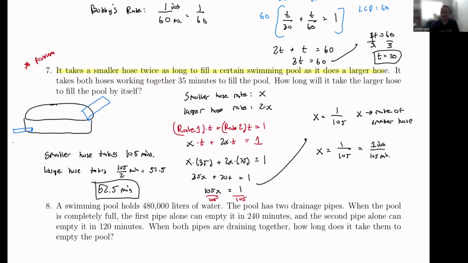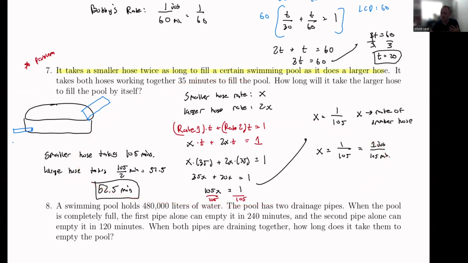So in these problems, it's not enough to just say, oh yeah, I got this answer. I found x, right? x in the way I set it up was the smaller hose rate. I can use that to find how long it takes the larger hose to fill up the pool, but it just took a couple more jumps, a couple more leaps. So it's okay if this was tough.